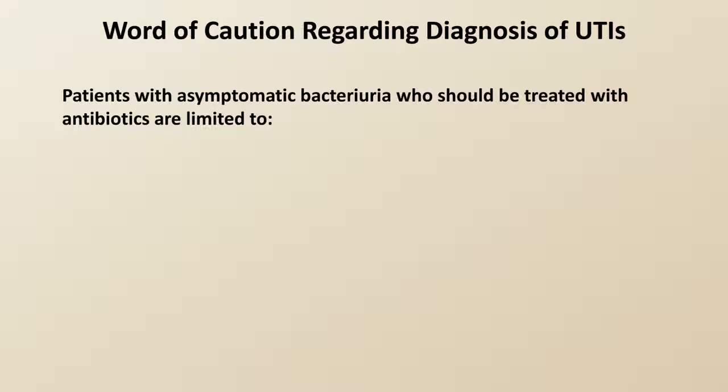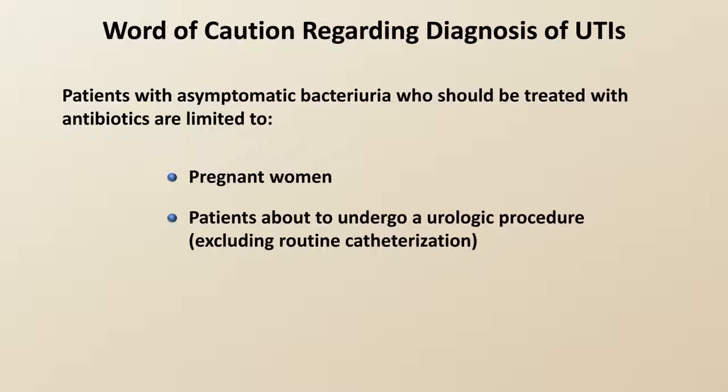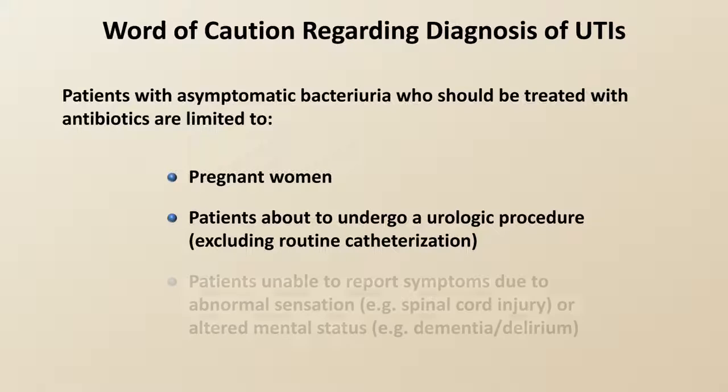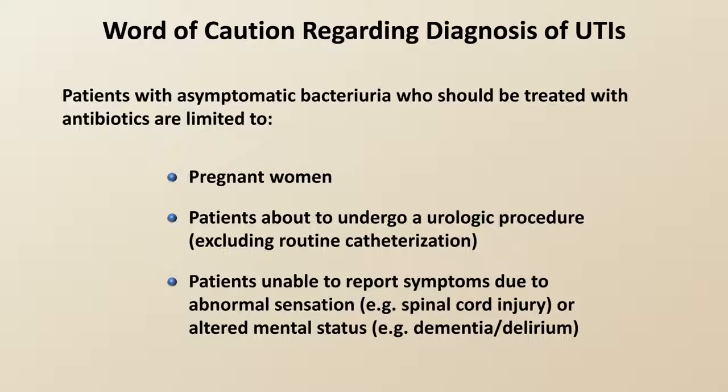Patients with asymptomatic bacteriuria who should be treated with antibiotics include pregnant women, patients about to undergo a urologic procedure, excluding routine catheterization, and patients who are unable to report symptoms due to abnormal sensation, as might be seen following a spinal cord injury, or due to altered mental status, as might be seen in dementia or delirium.